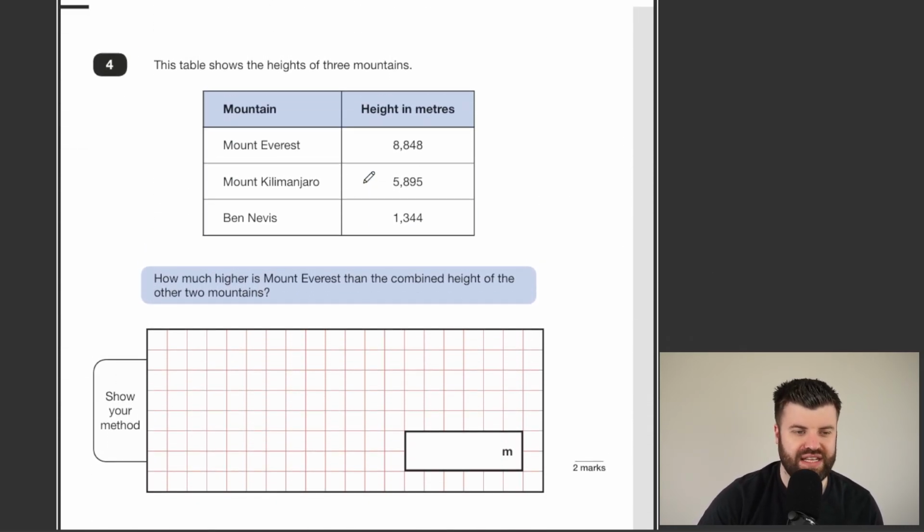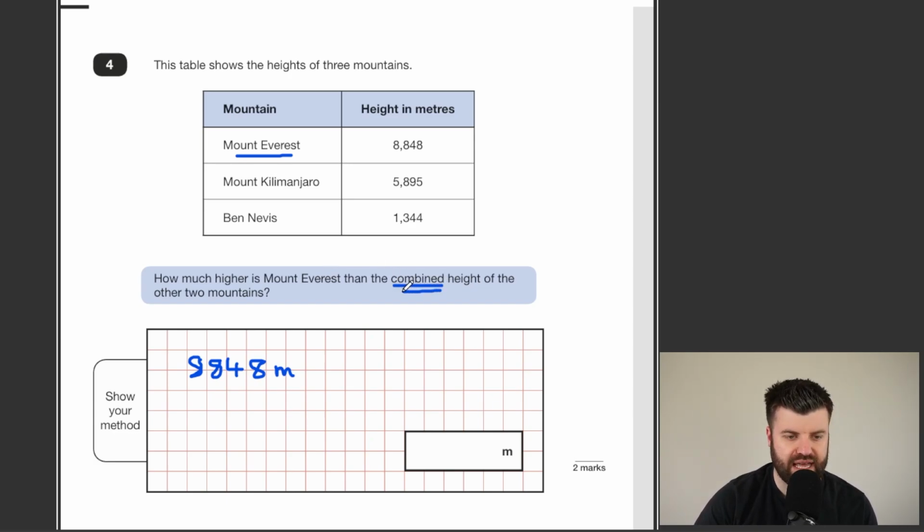Question 4. This table shows the heights of 3 mountains: Mount Everest, Mount Kilimanjaro and Ben Nevis. We've got the height there in meters. How much higher is Mount Everest? So we want this one, Mount Everest, 8,848 meters. How much higher is that than the combined?